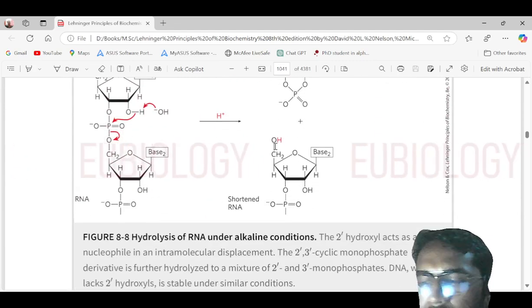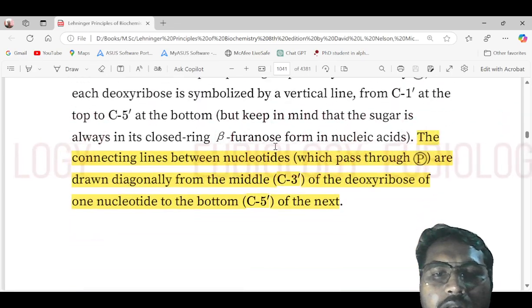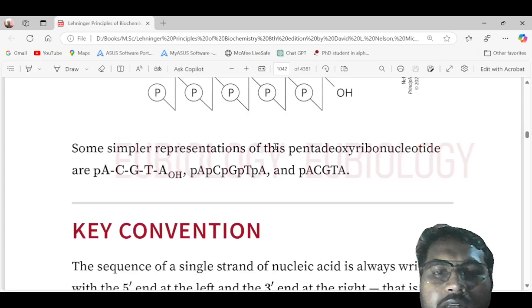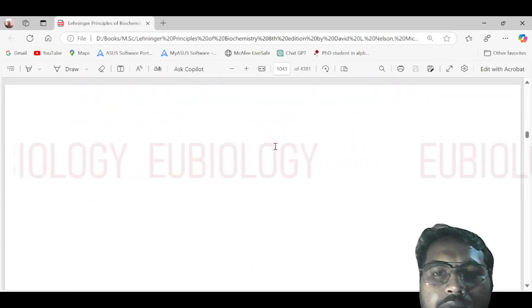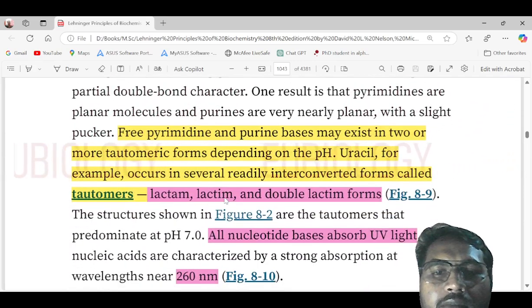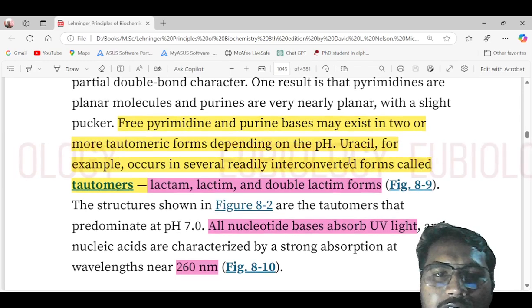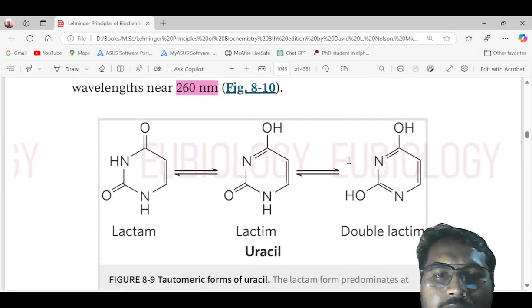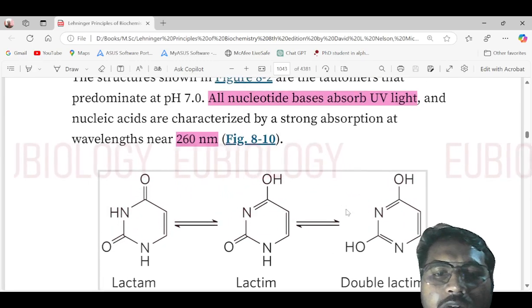But one more thing is left: the tautomers. Different forms of uracil, adenine or purine can be formed, and that is called a tautomer. I will try to show you here. You can see lactam and double lactam forms, which are tautomers of uracil. Depending on the pH, they will have different tautomers, different forms of the structure. So these are all the tautomers of uracil.